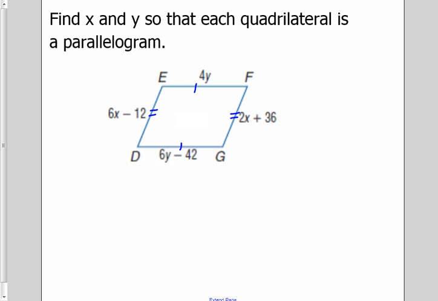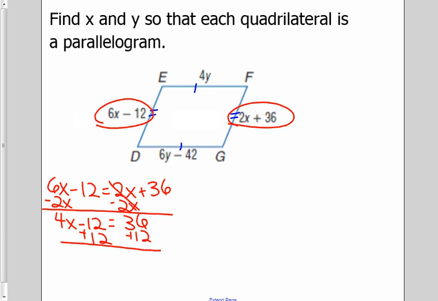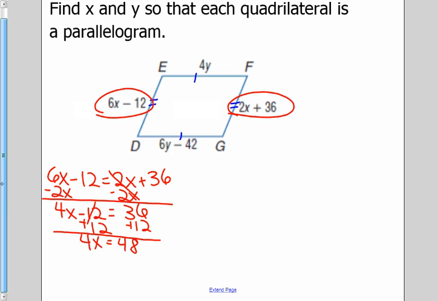So the first one I'm going to take care of are my x's. So I want to set these two equal to one another because opposite sides are congruent. So I'm going to solve for x here. Subtract 2x to both sides. So you get 4x minus 12 equals 36. Add 12 to both sides. And you get x equals 12.